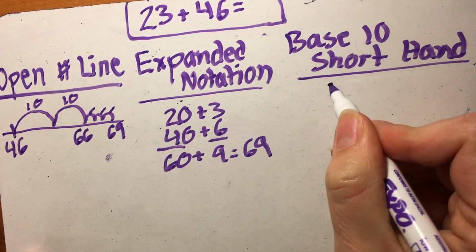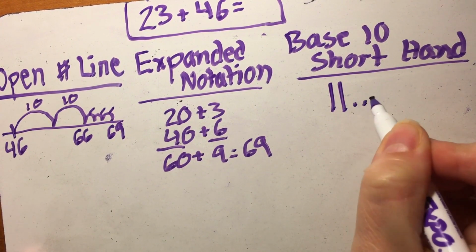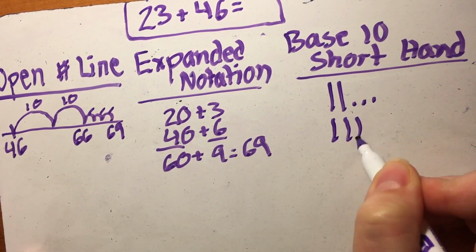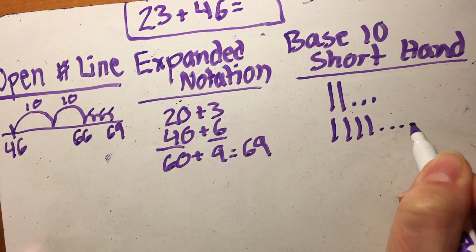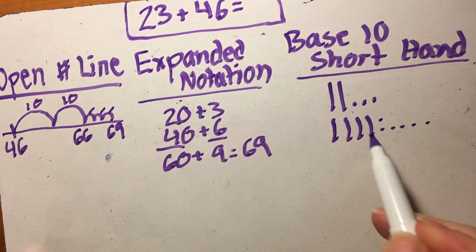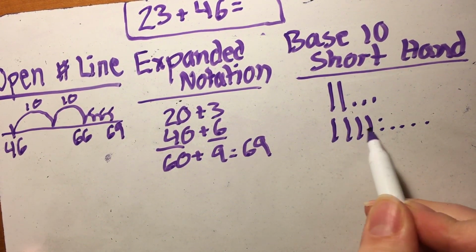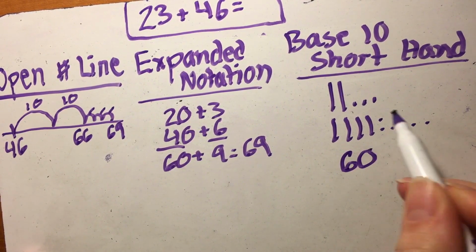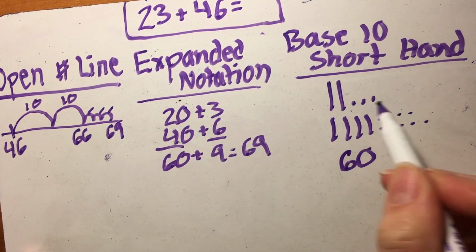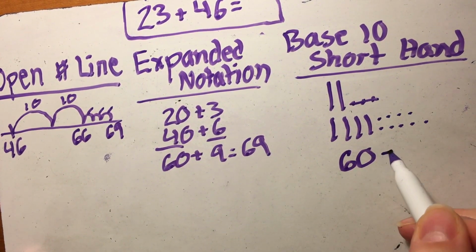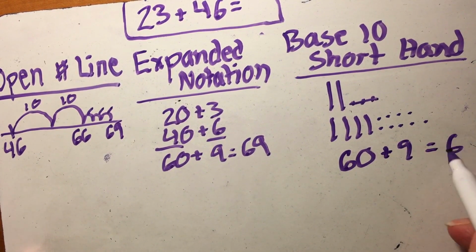And in base 10 shorthand, it will look like this: 10, 20, 1, 2, 3. 10, 20, 30, 40, 41, 42, 43, 44, 45, 46. Again, I set that up in base 10 shorthand. So count up my tens first. I get 60. I'm going to put my 3 in there just so I can see it very quickly that it's 9. My answer is 69.